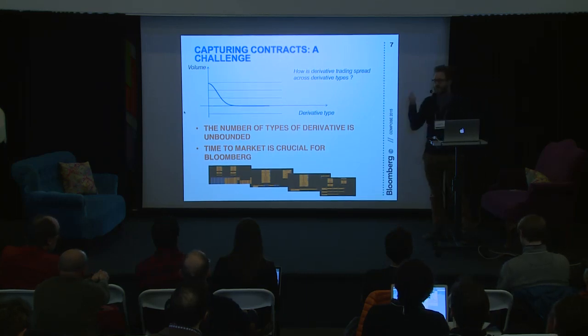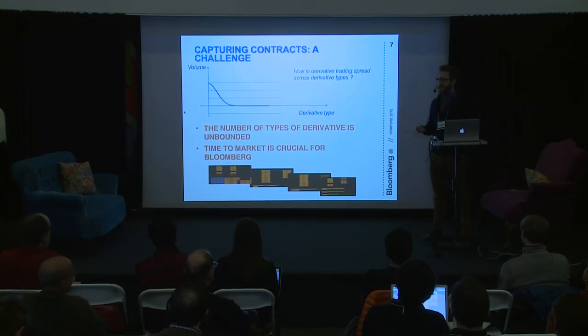So all of those contracts have parameters. They have a name, and they have parameters associated with them. And when you have 100 of those, how do you do this? Right? You need to create 100 screens to capture the information.